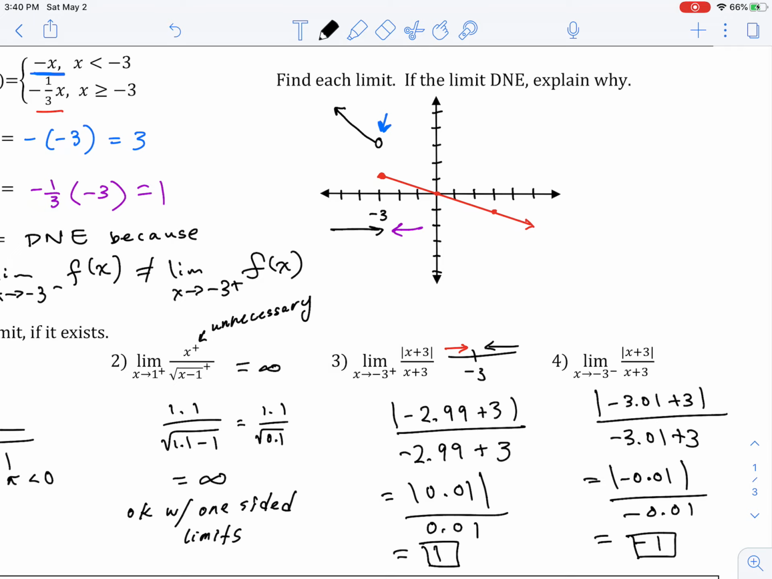So then if I were to ask you, what is the limit of this function that we've just worked with as x approaches -3, we would say that limit doesn't exist. Because from the positive, we're approaching 1, and from the negative, we're approaching -1.